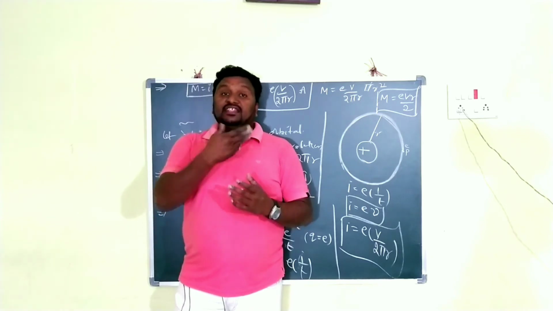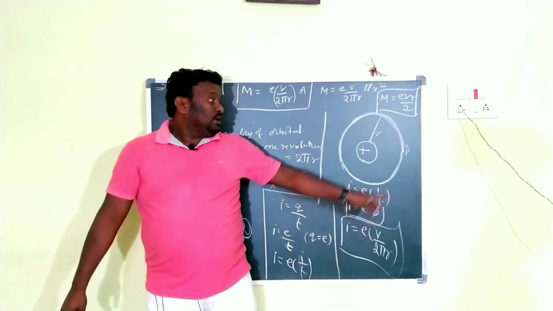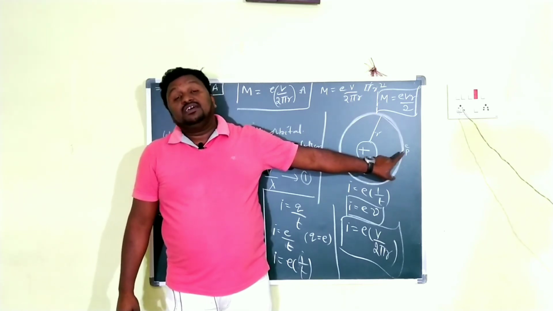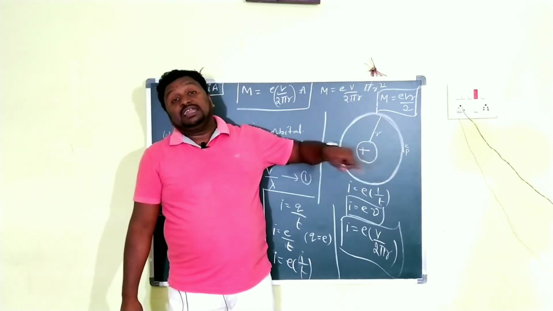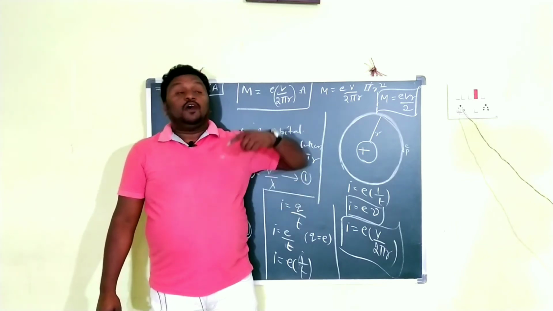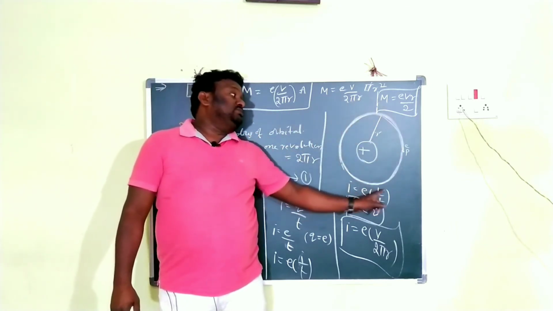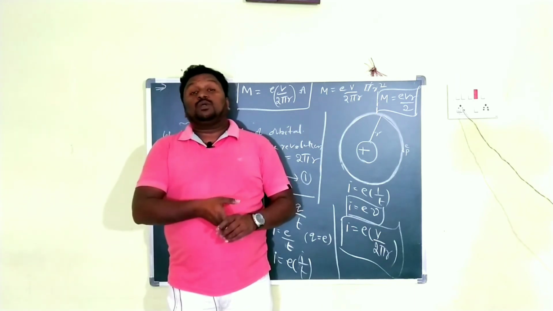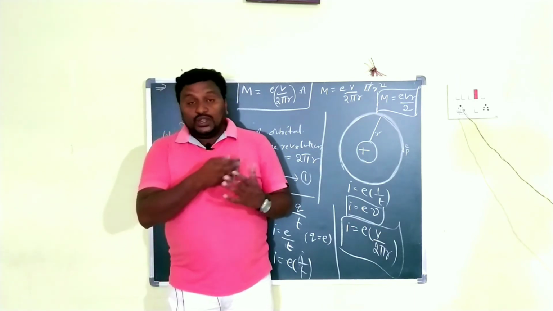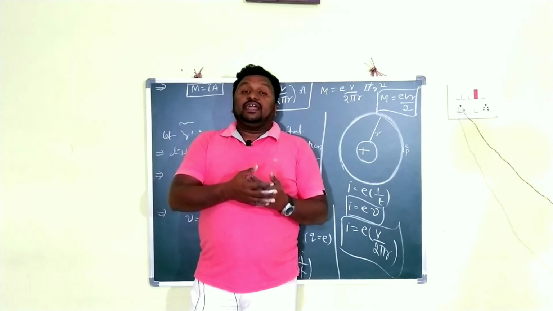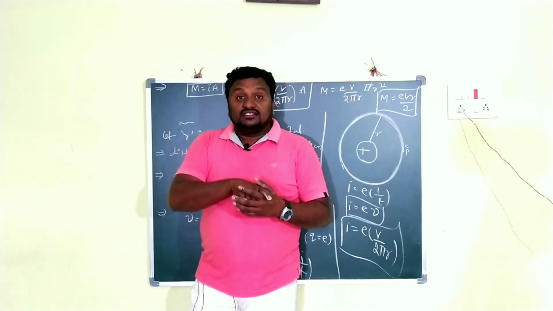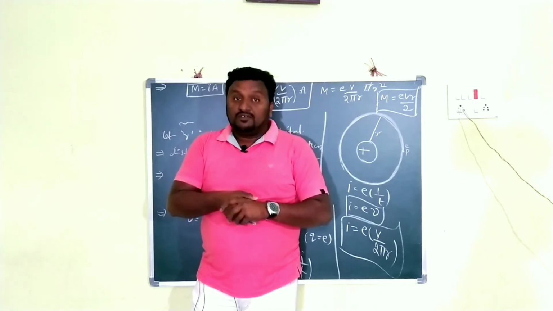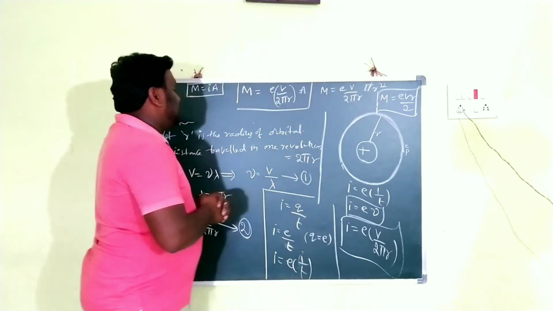Clear, children? And in this case, P is the starting point. Just assume that at point P, the electron starts. After moving along the circular path, it again reaches the point P. That means one rotation or one revolution is completed. During that, the distance is nothing but the circumference of the circle, that is 2 pi r. The 2 pi r is equal to the wavelength of the wave. Clear?